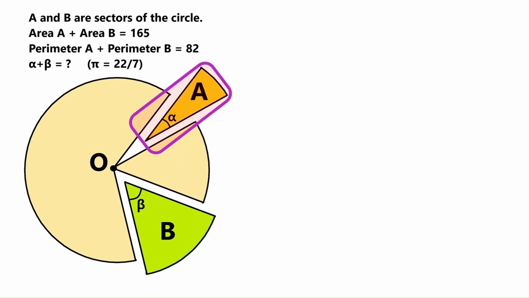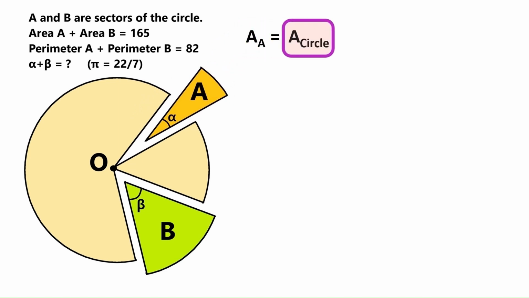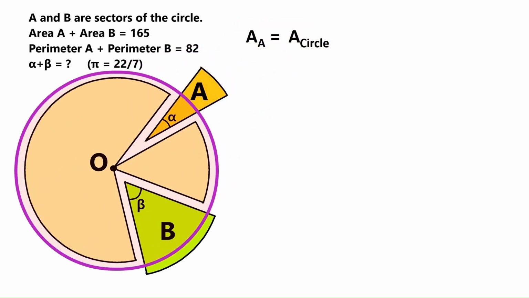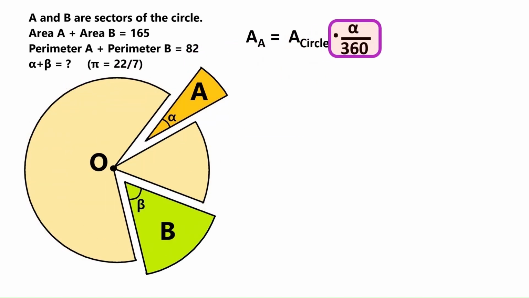First, let's create an equation for the area of sector A. We'll call it area A, and it equals the area of the circle, which is the total area of this big circle here, times alpha over 360. Now this 360 represents the entire circle, and alpha is the angle of the sector. So this ratio tells us what fraction of the circle we're dealing with.